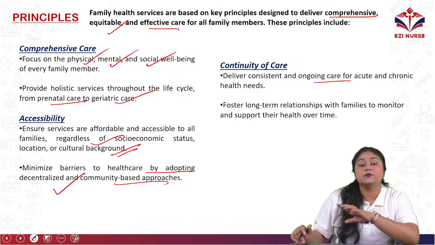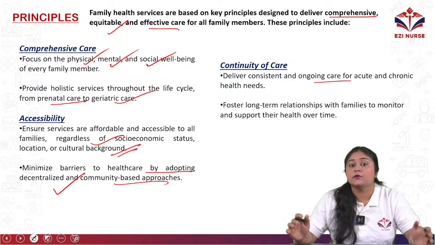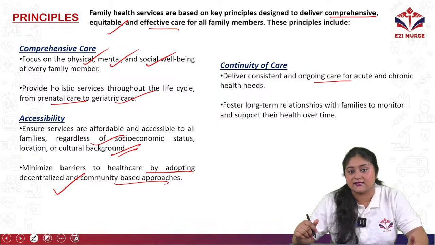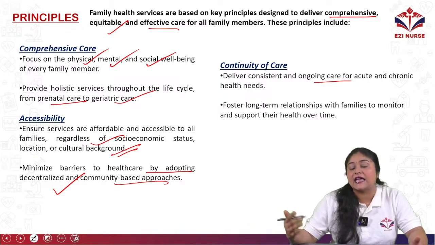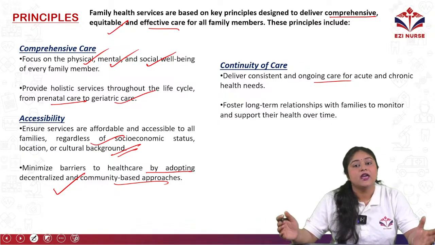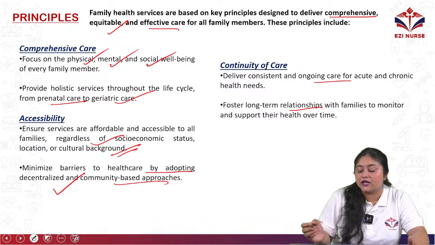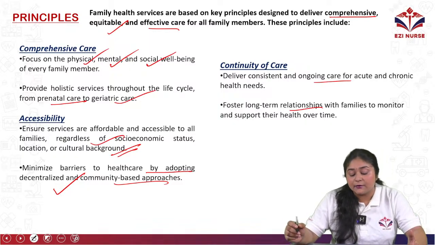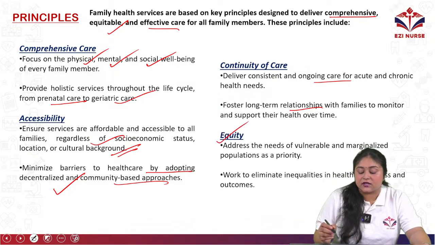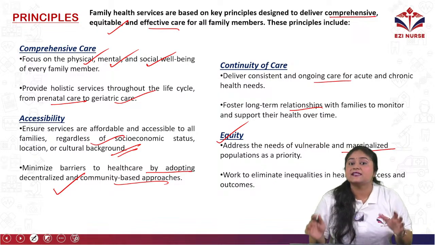Next, this kind of case you can see mainly in the PAC or the CAC, because the number of healthcare workers is very low in the PAC and the CAC. If you come to the urban sector, like a district hospital or any big hospital or nursing home, the continuation of the care should be present. Next, foster long-term relationships with the families, monitoring and supporting their health over time. Next is equity. Address the needs of the vulnerable and marginalized populations as a priority.